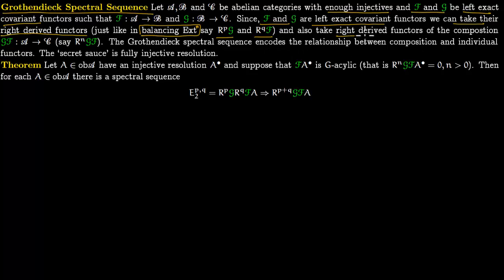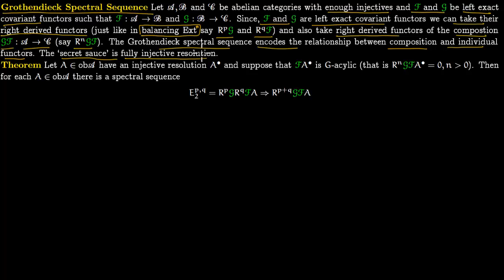Now we can also take the right derived functor of the composition. For the composition, you first apply F, you land in B, then you apply G, you land in C. So this composition goes from category A to category C, and then you can form the right derived functor of this, R^n(GF). Now the Grothendieck spectral sequence encodes the relationship between this and the individual functors. The secret sauce is the fully injective resolution, or as in the previous lecture we called it, Cartan-Eilenberg resolution.